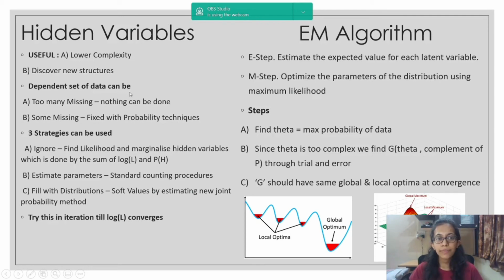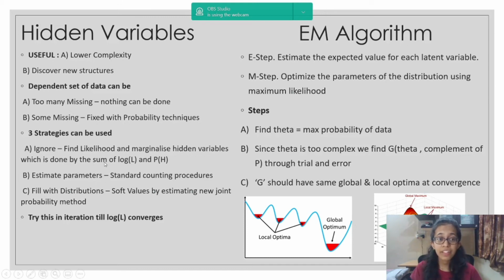Now there are two types of data sets that we can have in a hidden variable probabilistic model. If the data set has too many missing values, then we can't really do anything because we can't even use probability techniques to guess them. If some are missing, then we can use probability techniques.